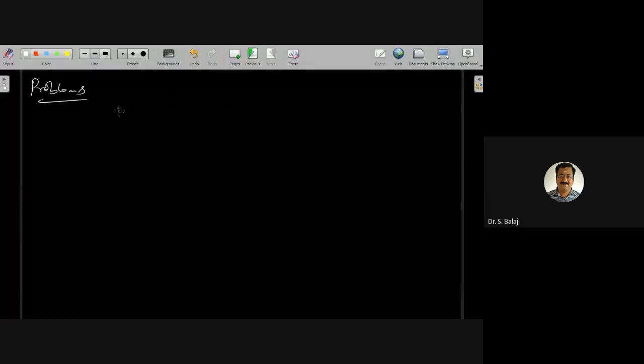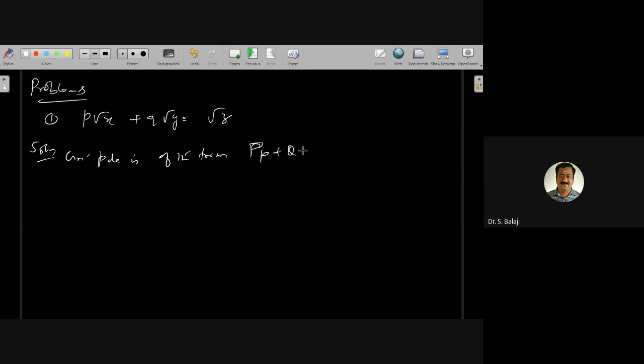Now we take some problems based on this idea here. P root x plus q root y equal to root z. The given PDE is of the form capital P p plus capital Q q equal to capital R. Capital P is equal to root x, capital Q is equal to root y, capital R equal to root z.